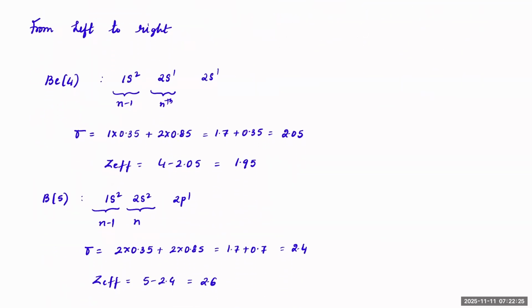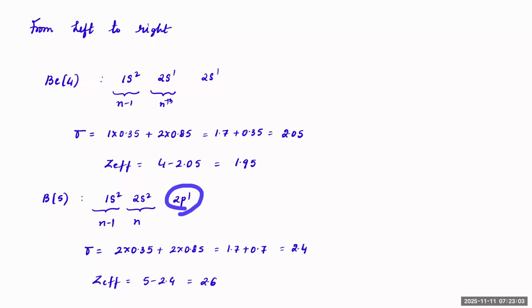Next, check out from left to right. Check out beryllium 4, 1s2, 2s1, and 2s1. 1 into 0.35 plus 2 into 0.5. So that total is 2.05. So Z effective is 1.95.